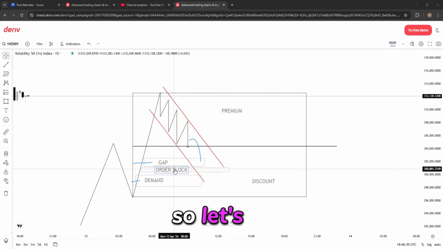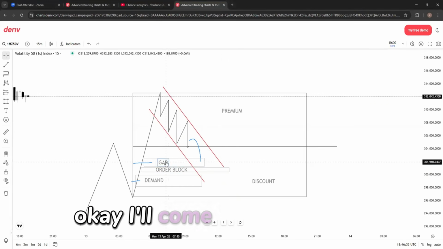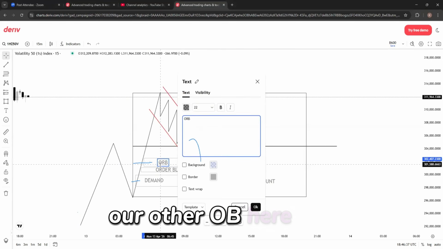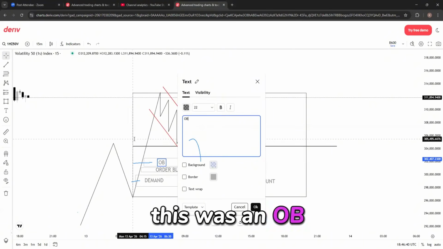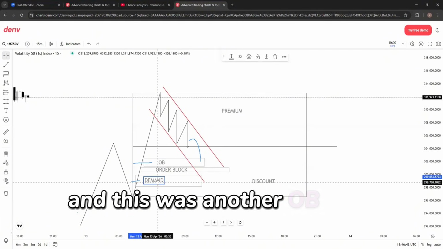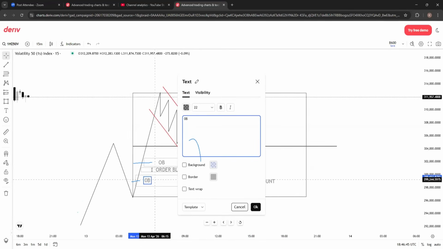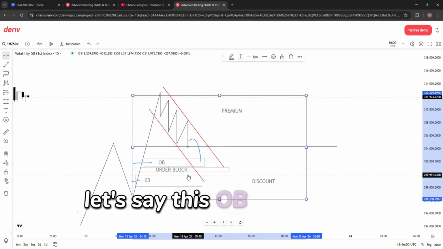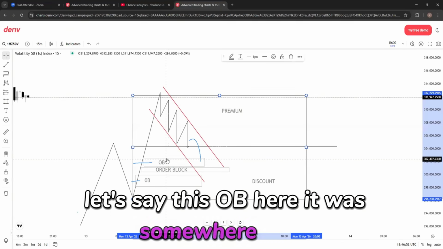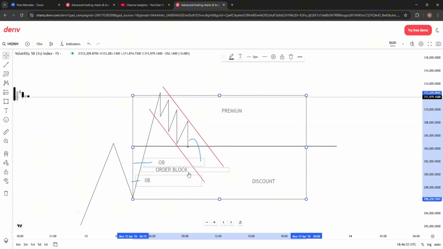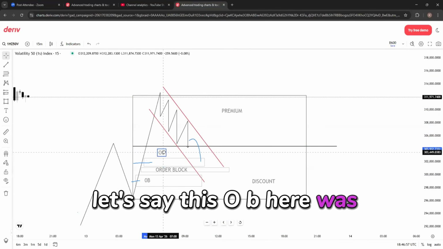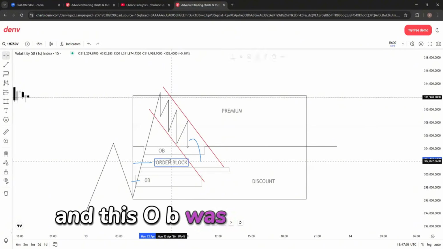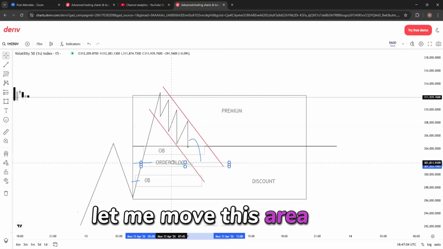So let's say, okay, I'll come and rename this. Let's say this was our other OB here. This was an OB, and this was another OB again here as well. Let's say this OB here was somewhere here, and let me move this area. And this OB was somewhere here. Let me move this area, right?